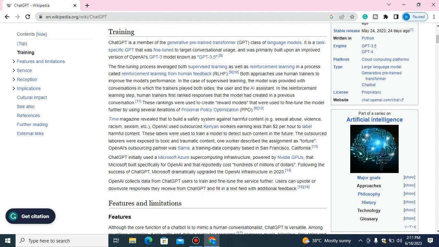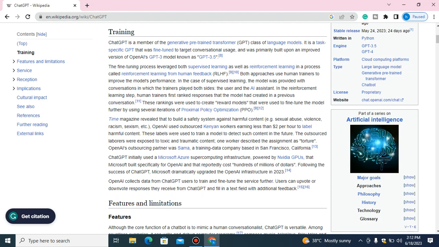In the case of supervised learning, the model was provided with conversations in which the trainer played both sides, the user and the AI assistant. In the reinforcement learning step, human trainers first ranked responses that the model had created in a previous conversation. These rankings were used to create reward models that were used to fine-tune the model further by using several iterations of proximal policy optimization.